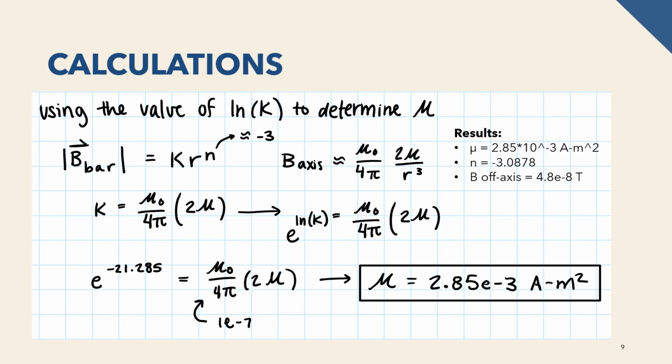Here are the calculations in the experiment. I found the magnetic moment by taking the on-axis magnetic field equation and setting that equal to the magnetic field of a bar equation. Using the constants derived from the graph, mu is solved to be 2.85 times 10 to the negative 3 ampere meter squared.